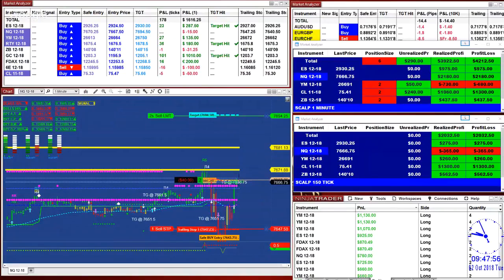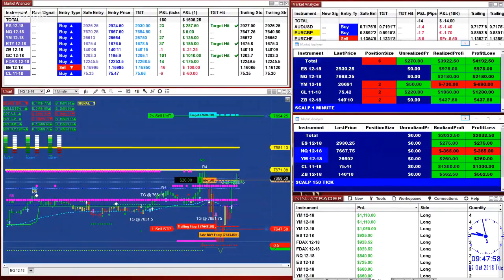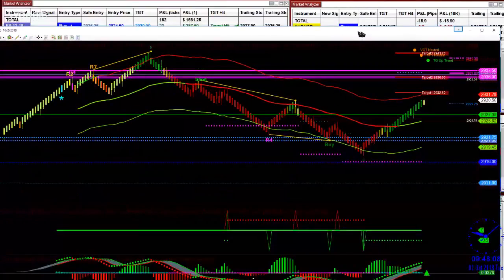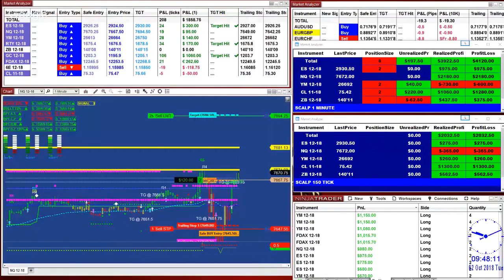Let me see if I can find a reversal trade on the ES. There is no reversal trade on the ES right now. This is a manual trade. It's too big, the chart. Let me make it smaller a little bit.